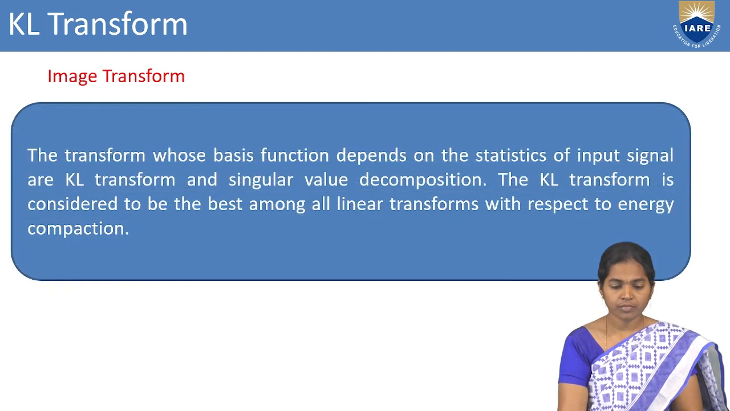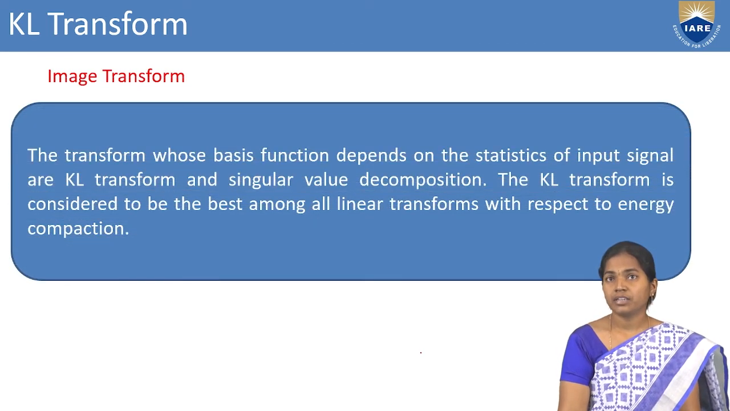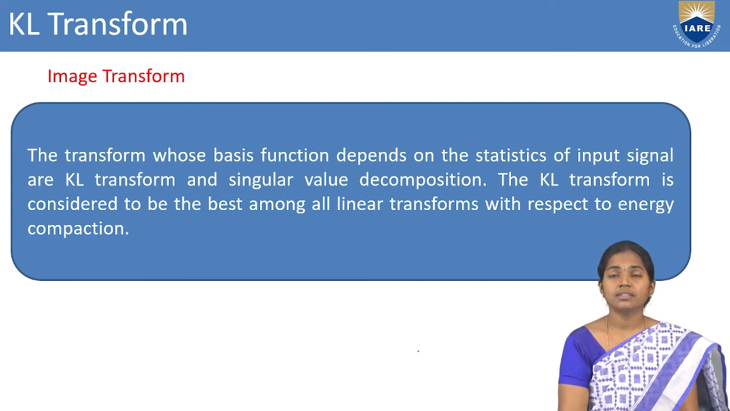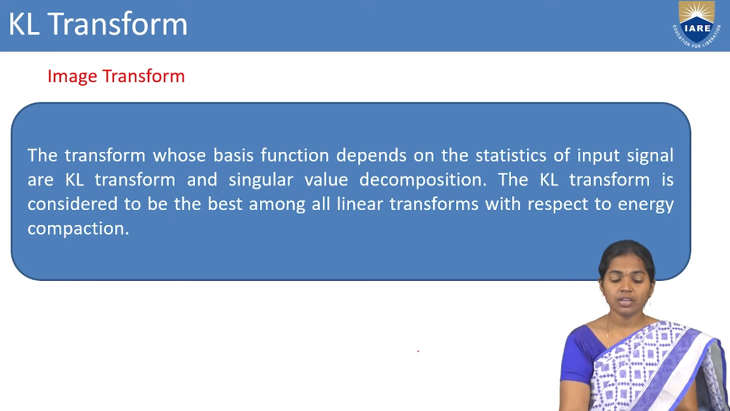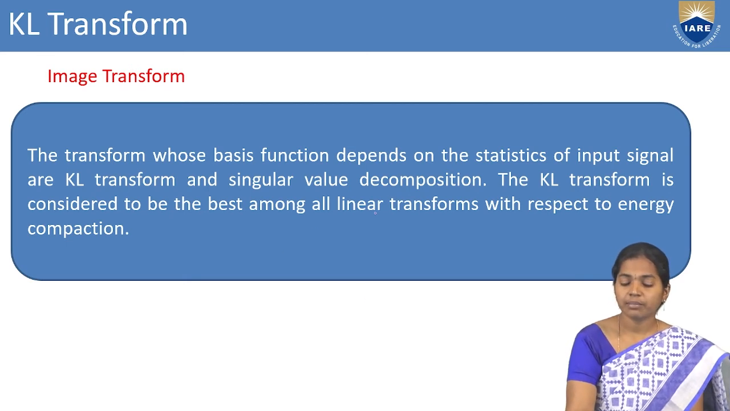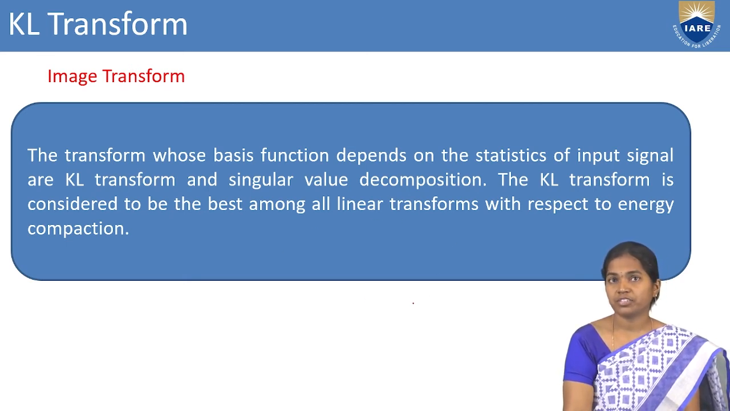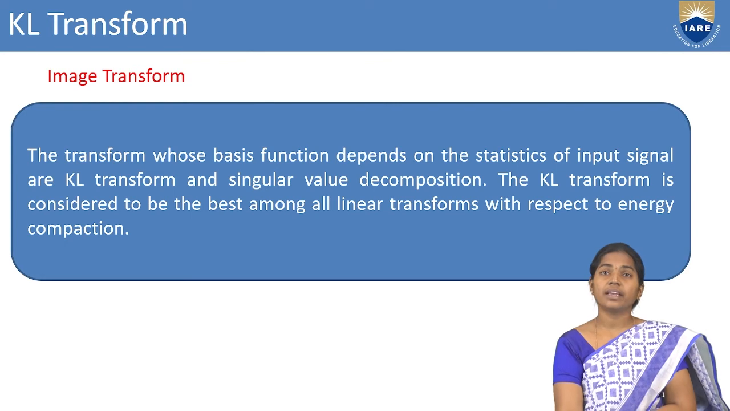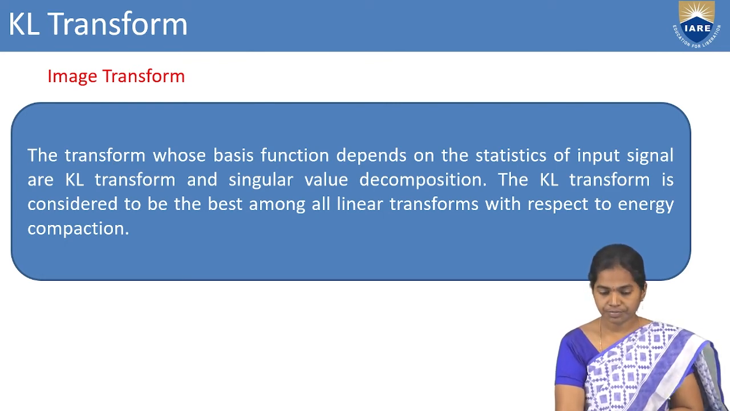The transform whose basic function depends on the statistics of the input signal is the KL transform, along with singular value decomposition. The KL transform is considered the best among all linear transforms with respect to energy compression. So this KL transform is basically used for image compression, and in it we need to consider eigenvalues and eigenvectors.